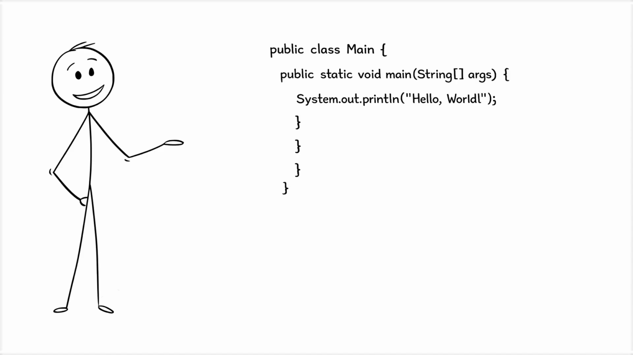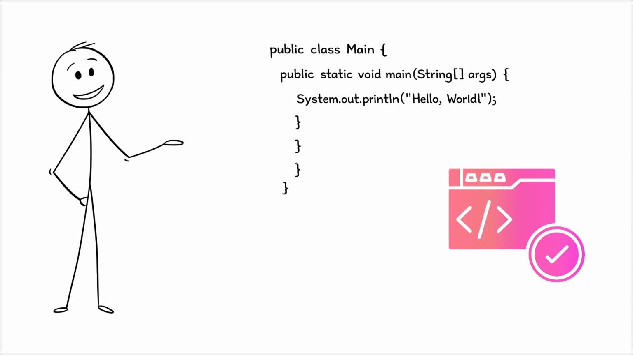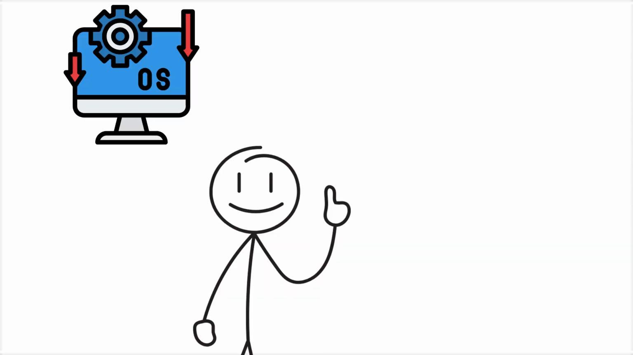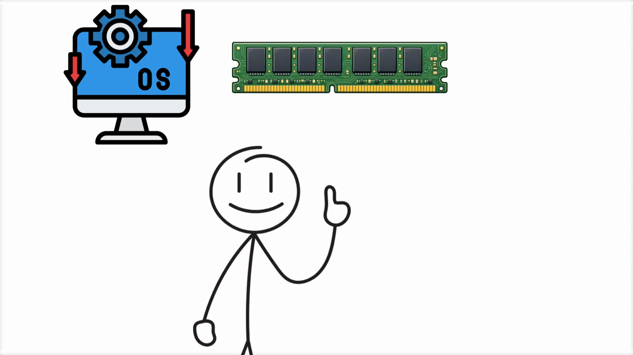So when you run code, you're not just starting a program. You're triggering a chain of translations, checks, and executions involving the operating system, memory, and processor.